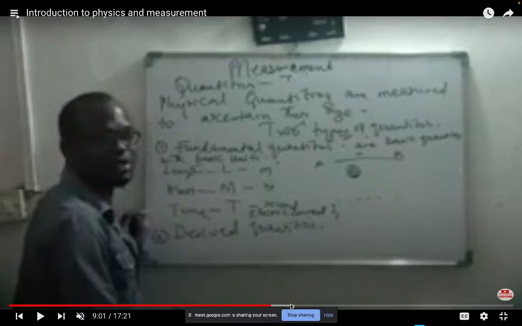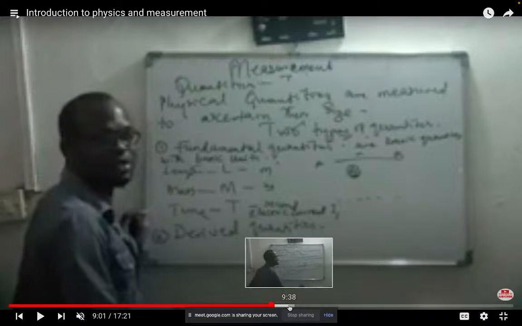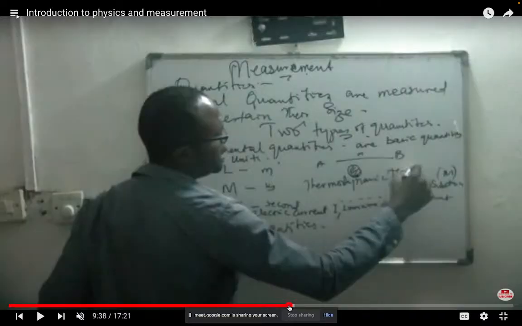So JAMB is going to ask you, very, very importantly, which of the following is not a fundamental quantity. Which of the following is not a fundamental quantity? So if you don't know the fundamental quantities, you will not be able to know the one that is not a fundamental quantity. So what are the fundamental quantities? They are length, mass, and time. There are other fundamental quantities, but these are the major fundamental quantities that we have in physics: length, mass, and time.